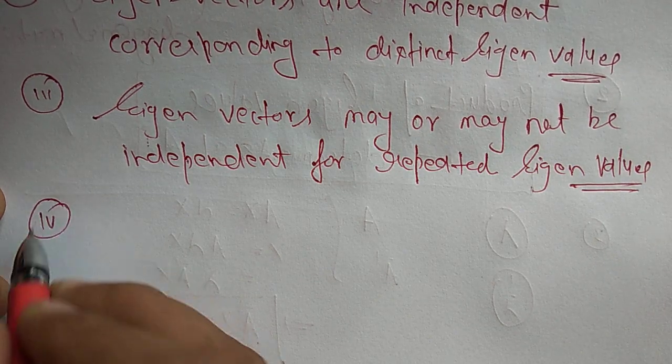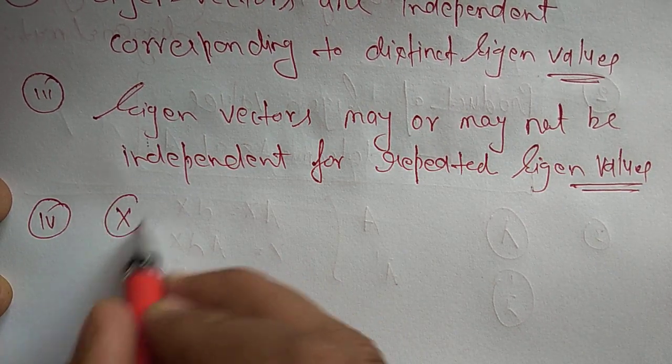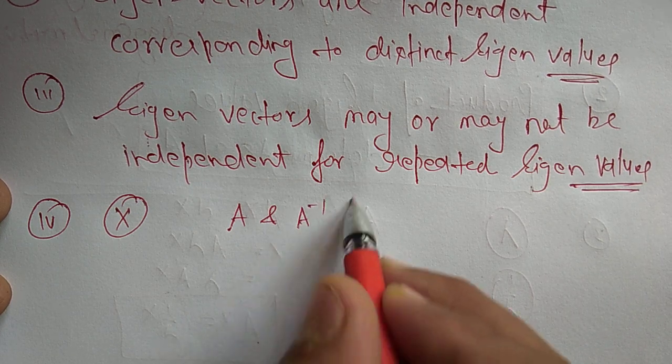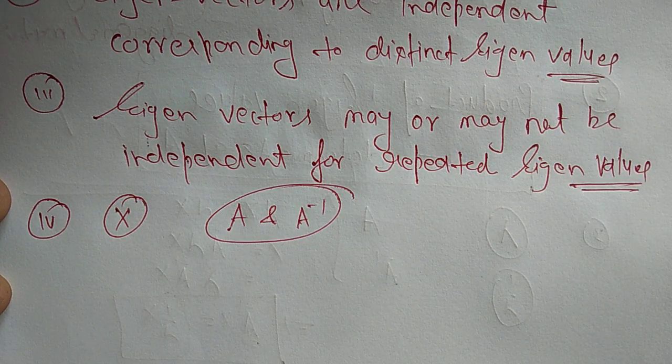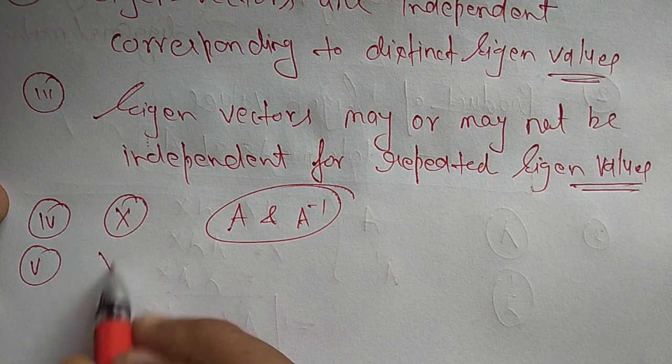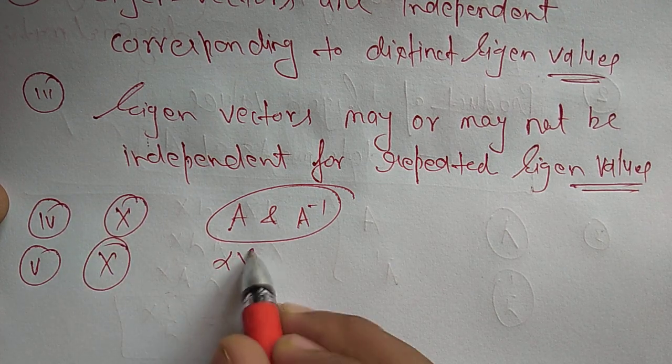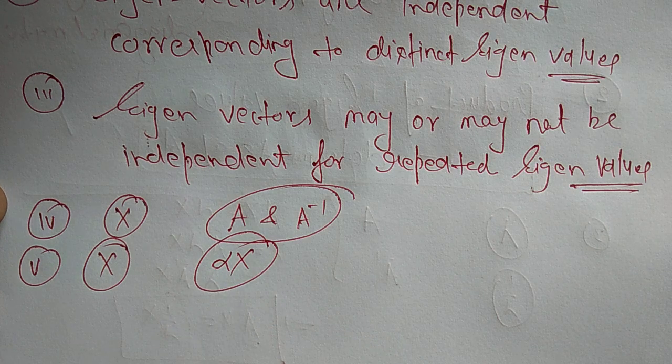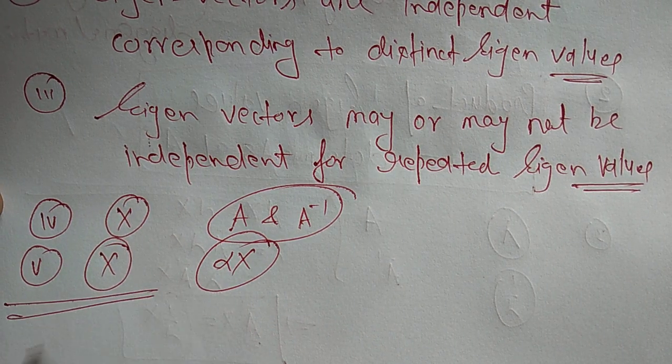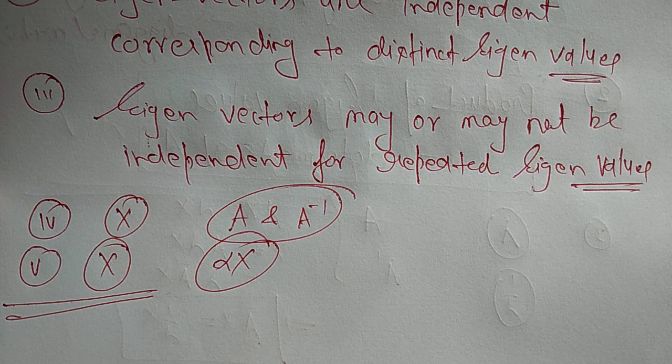The fourth property: the eigenvector is the same for A and A inverse. And fifth, if x is an eigenvector, then lambda x is also an eigenvector corresponding to the same eigenvalue. So here I have given the definition of eigenvalues and eigenvectors, and we have worked out some problems on how to find the eigenvalues for distinct roots and repeated roots, along with a few properties of eigenvalues and eigenvectors. Thank you.